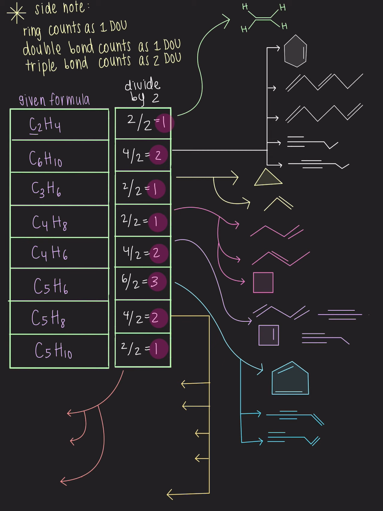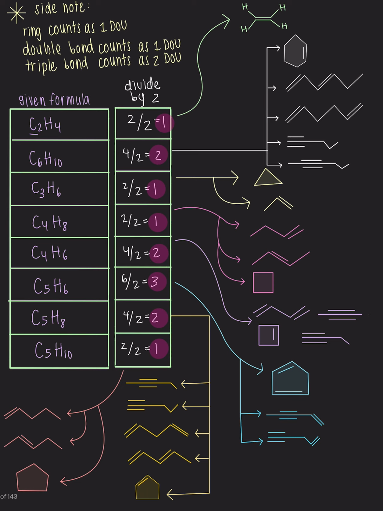And then for C5H8, I drew all these different structures. Again, because it's 2, I drew 2 alkenes, or I drew an alkyne at the end or at the beginning. I also drew a ring with an alkene. And then for the last, C5H10, I drew these different structures.